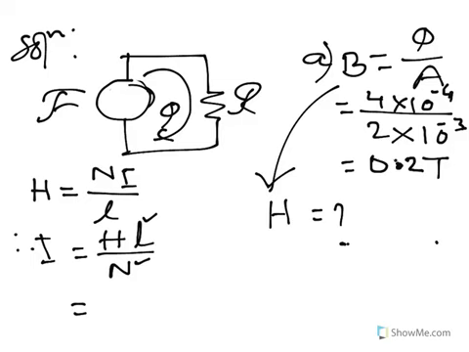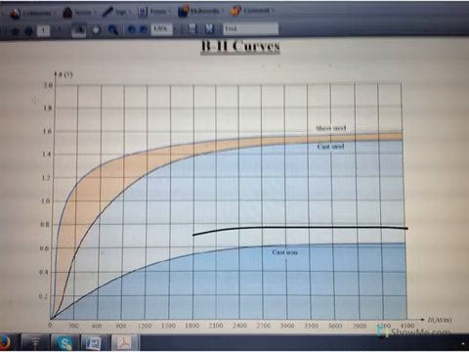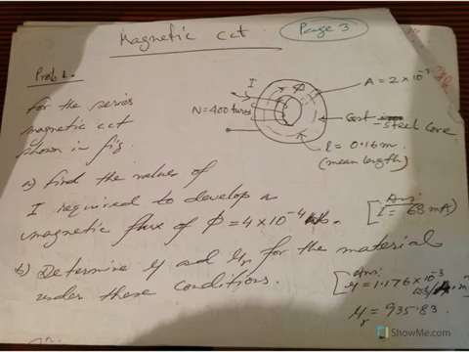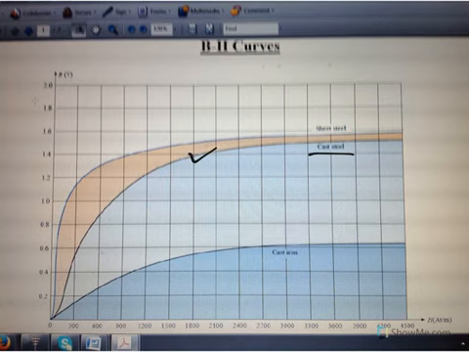So we go to this BH curve. But what is the material? First we have to look. The material is a cast steel core. If you go for the cast steel core, the cast steel is this one, the middle one. This is the cast steel curve. So we have to follow the cast steel curve, and what is the value of B?